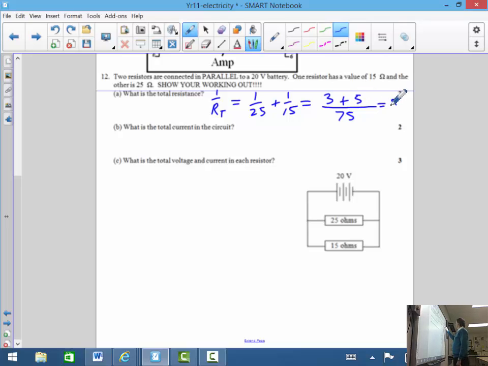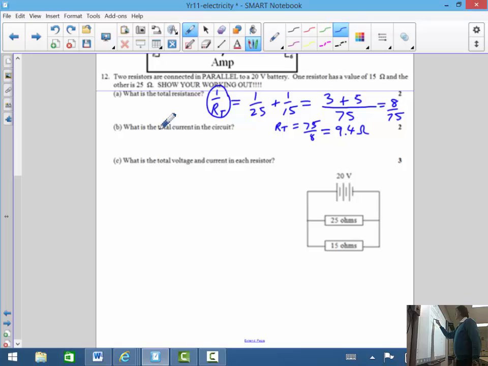So you're going to get 8/75 as a fraction, but you can use a calculator to work that out as well using the fractions button in between there. So you do 1 fraction button 25, plus button 1 fraction button 15, it equals, it'll give you that. You need to flip this upside down to solve for RT, so RT over 1 would give you 75 over 8. That would be around about 9.4, about 9.4 ohms.